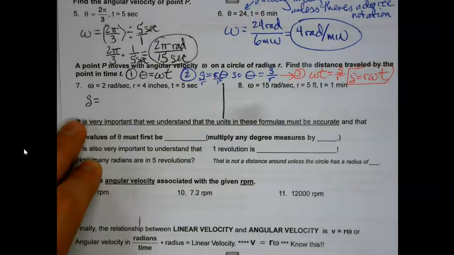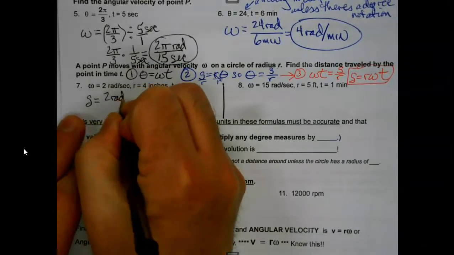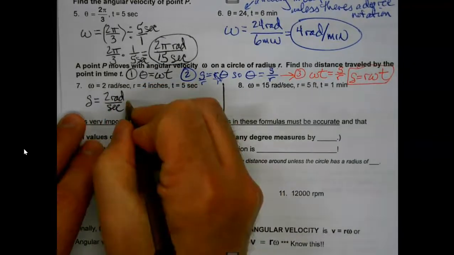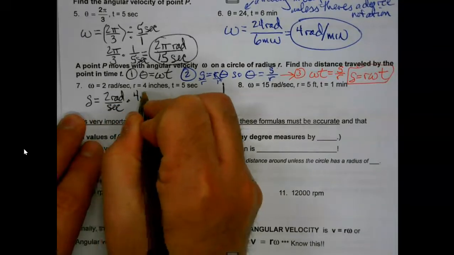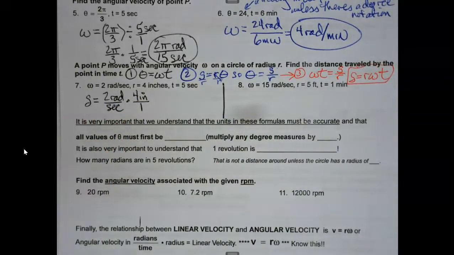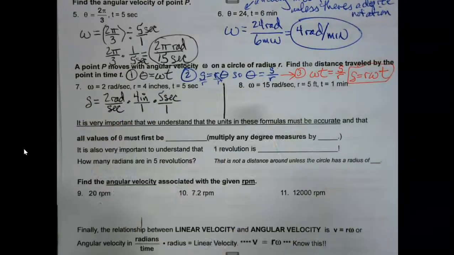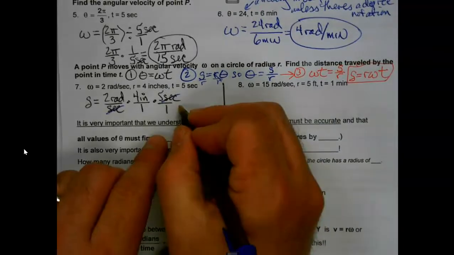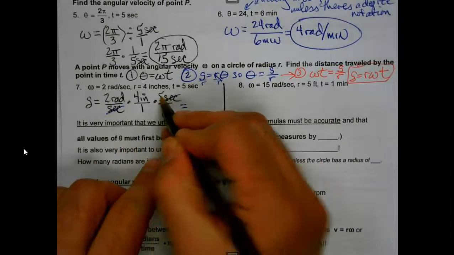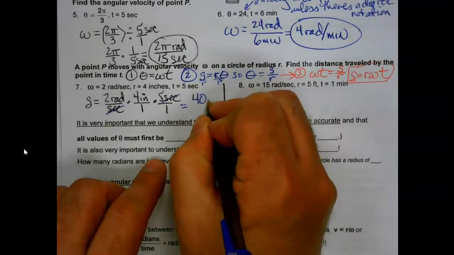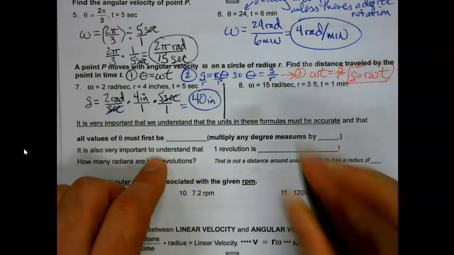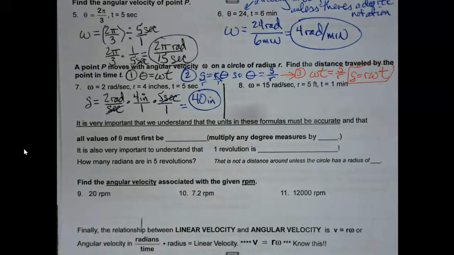So, we've got 2 radians per second times 4 inches. We'll just put that over 1. Times 5 seconds. And we're going to have our first little discussion point. So I look and I go, okay, the seconds cancel. 2 times 4 times 5 is 40 inches.